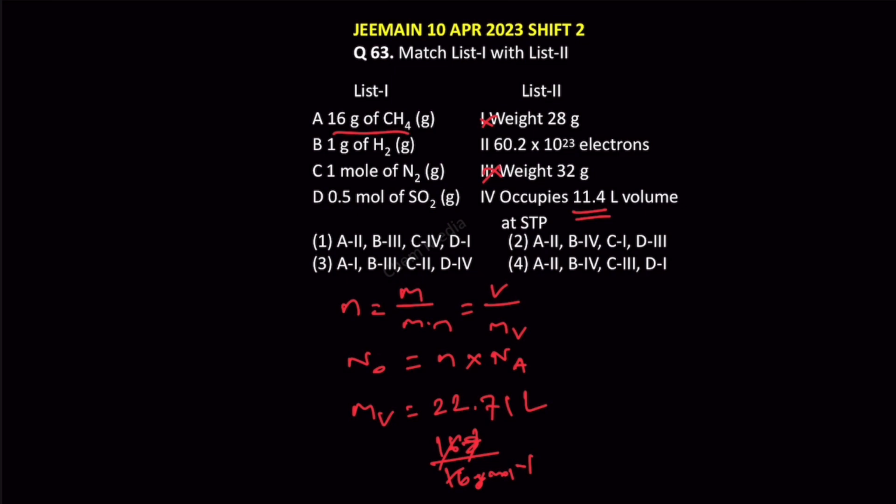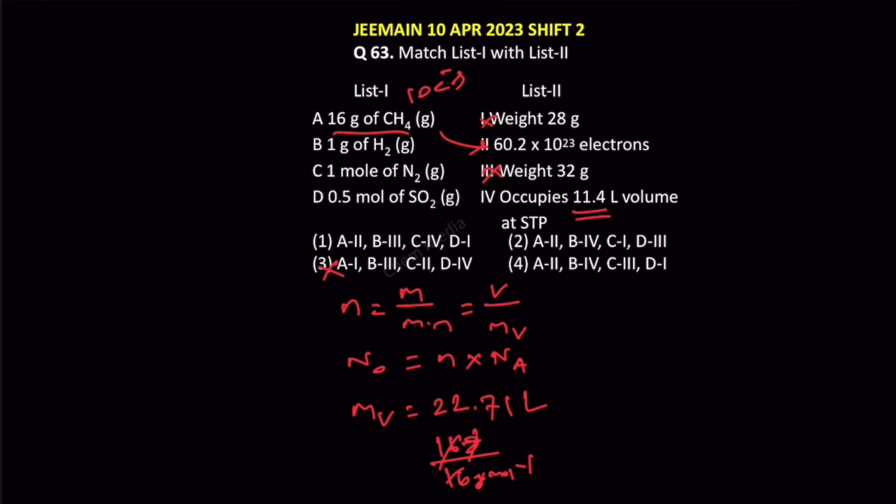We have to compare with 2. 1 molecule of methane will have 10 electrons, isn't it? So here we are having Avogadro number of molecules times 10. So that's why 6.02 times 10 to the power 23 times 10, which we can write as 6.02 times 10 to the power 24. So therefore A has to match with 2. If that is the case, 3 is wrong.